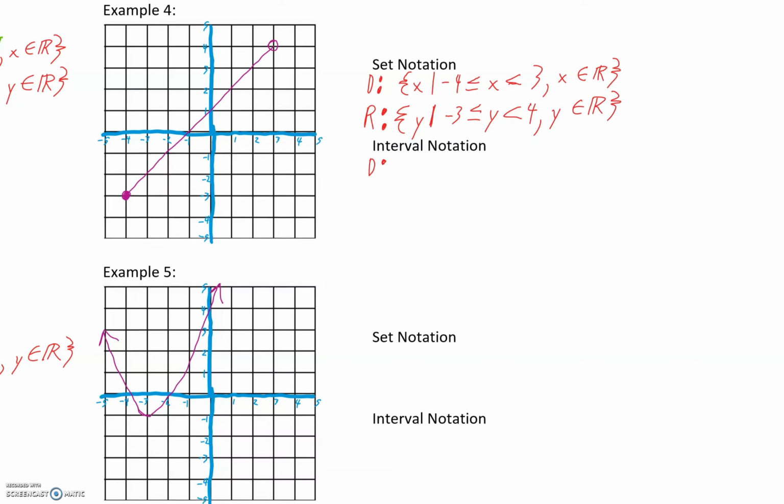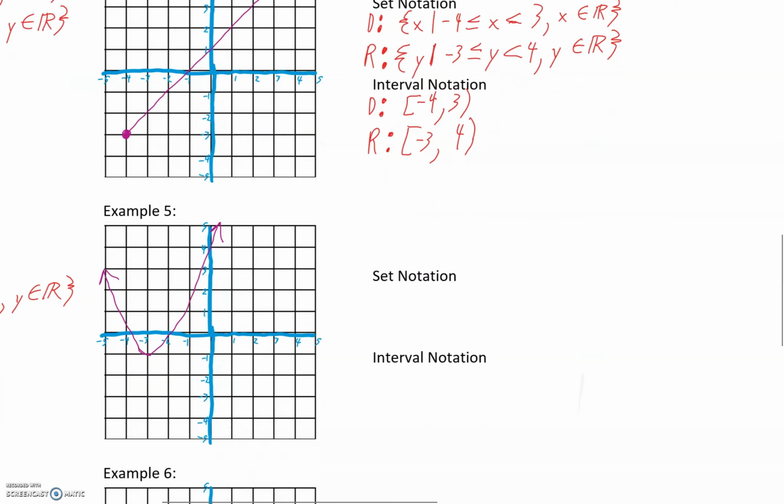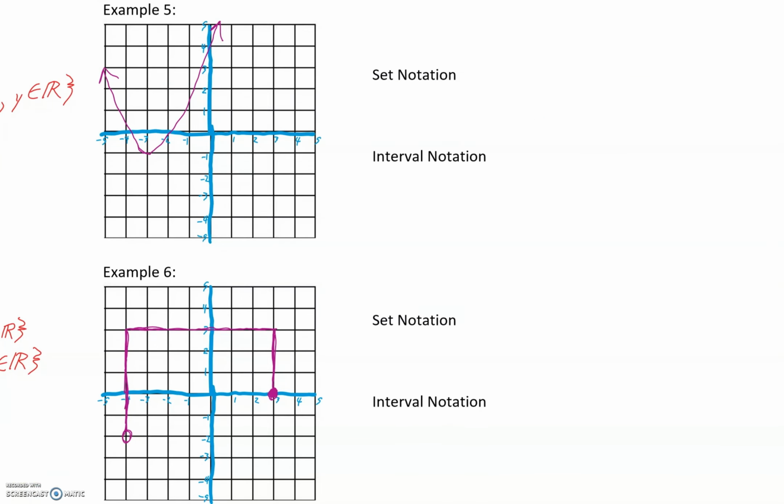Okay, and then interval notation is going to be written like this. So negative 4, 3, round bracket. This will be negative 3 square bracket there, and 4 with the round bracket. All right, so we have the domain is going to be like this.